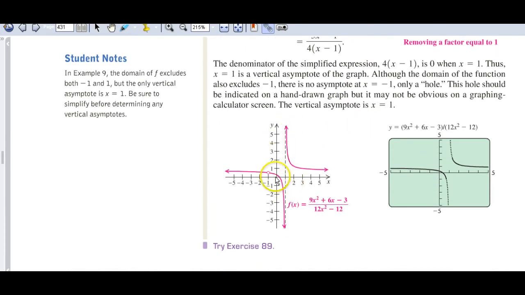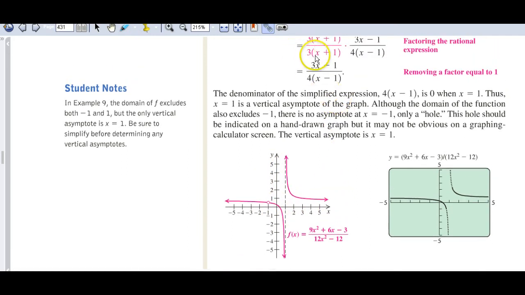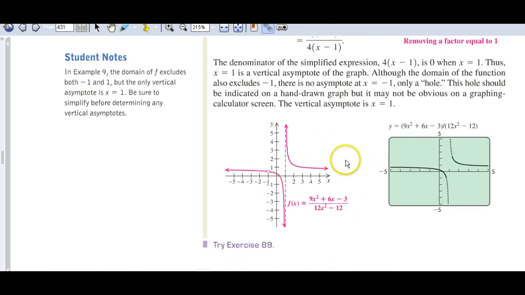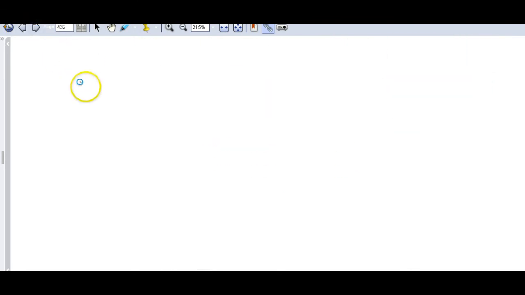So as we look here, what does it look like our vertical asymptote is? Apparently for this one, well, our denominator, remember, in simplified form equals 0. This just factors out, and we get x equals 1. So our vertical asymptote will be 1 right there. And a graphing calculator doesn't show the vertical asymptote. Okay, I think we're just about finished in this section.